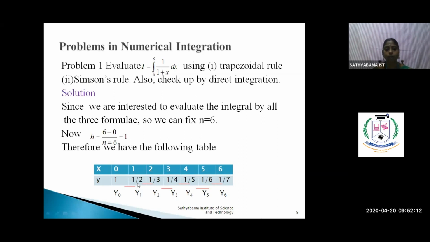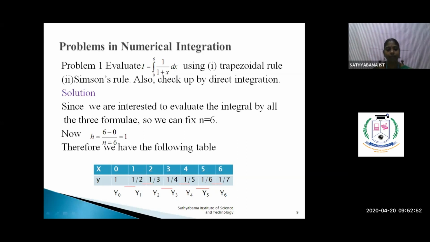Like this for all the arguments. Arguments are nothing but your x values. For all arguments, we want to find the entries, that is, the y values. What is my y? Equal to 1 by (1 plus x). Put the corresponding x value here and you will get the corresponding y value. So for x equal to 0, y is 1; for 1, 1 by 2; for 2, 1 by 3; for 3, 1 by 4; for 4, 1 by 5; for 5, 1 by 6; for 6, it is 1 by 7. So I have written those entries also.